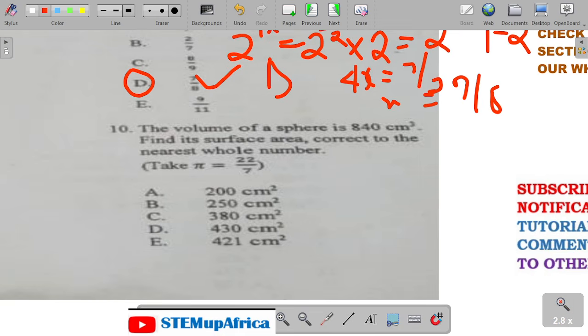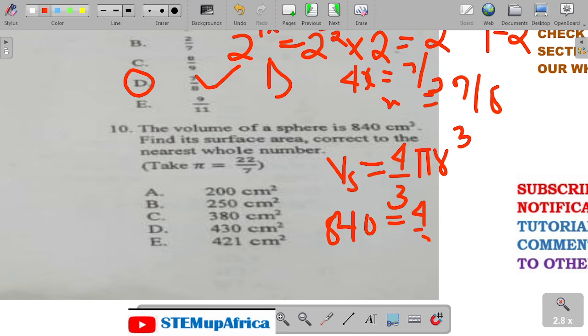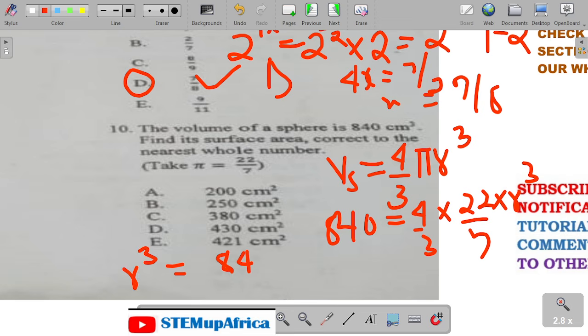Question 10 says the volume of a sphere is this. So V is 4 over 3 pi r raised to the power 3. So I'm having 840 equals 4 over 3 times 22 over 7 times r raised to the power 3. We don't know the radius yet. So find the surface area. So we need the result to get the surface area. So my r raised to the power 3 will give me 840 times 21 divided by 88.